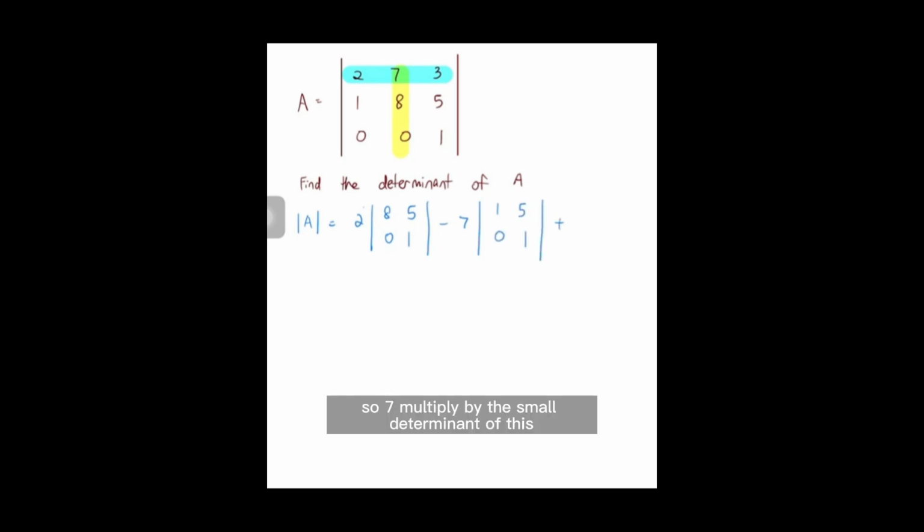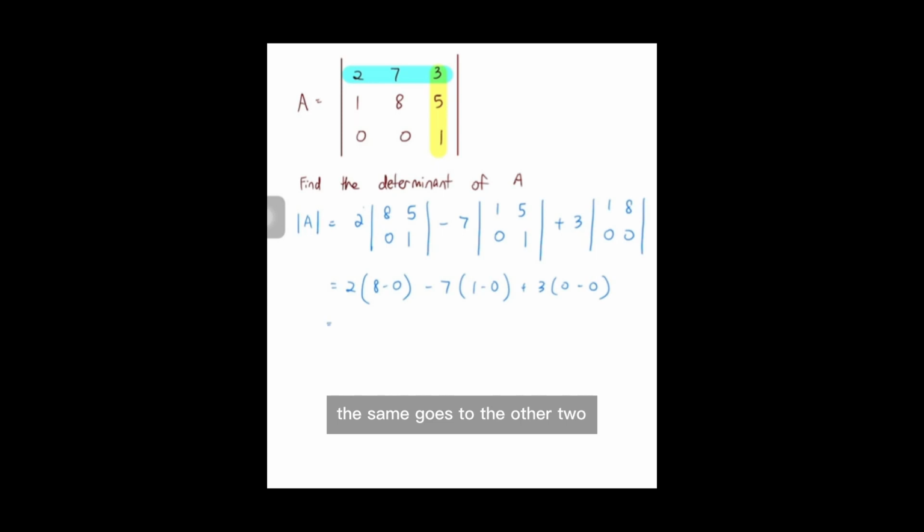So 7 multiplied by the small determinant of this. Next, we put a plus sign. Now we cover the third column. What is left is 1, 8, 0, 0. So 3 multiplied by this small determinant. The expression in this small determinant is 8 multiplied by 1 minus 5 multiplied by 0. The same goes for the other two. Then we get 16 minus 7 minus 0, and the answer is 9.